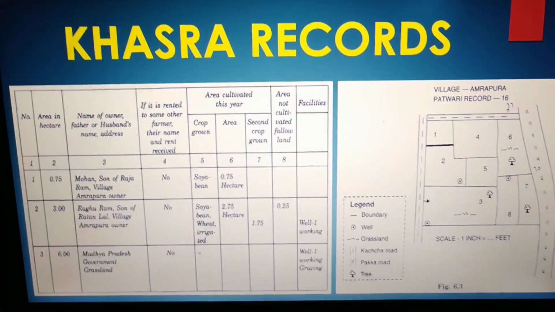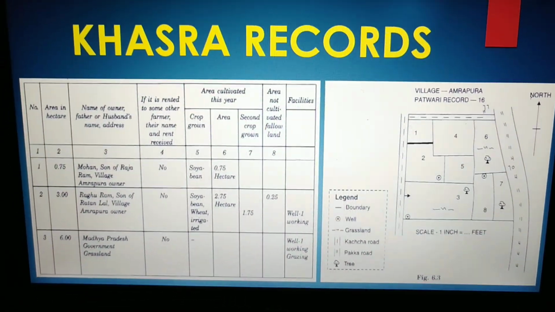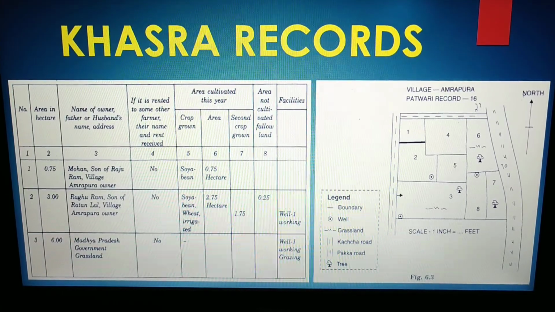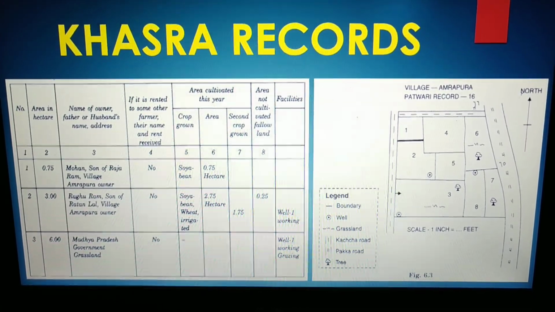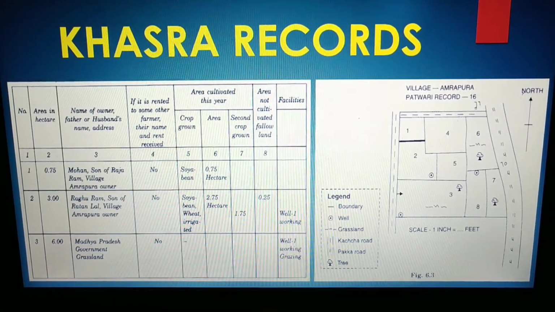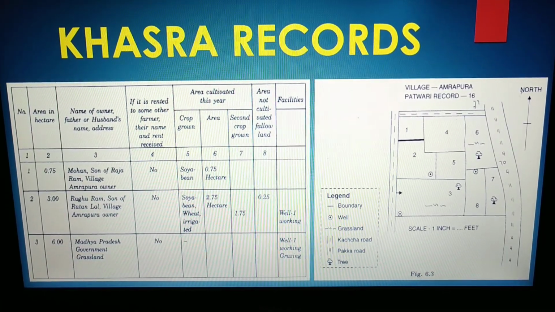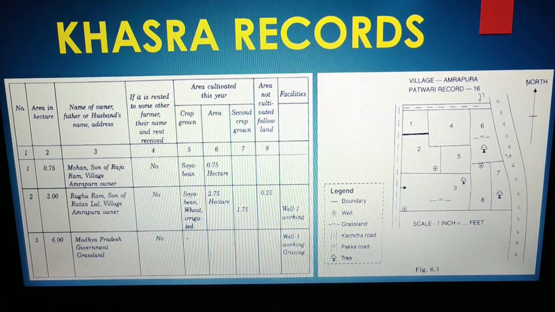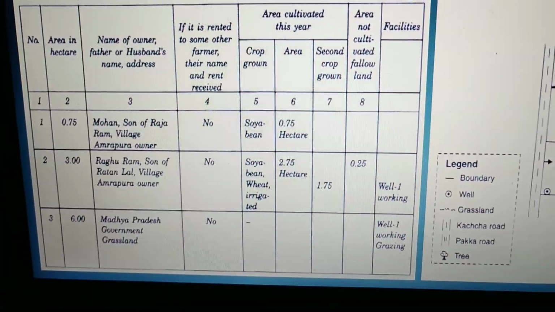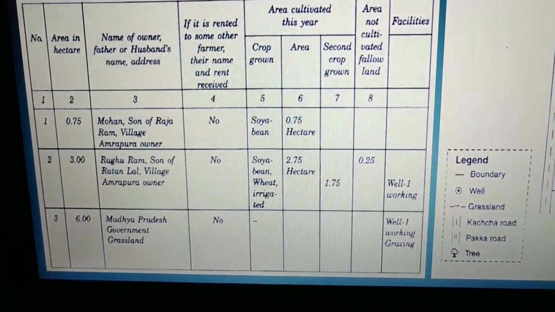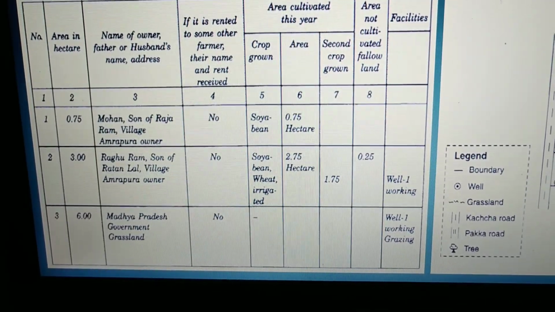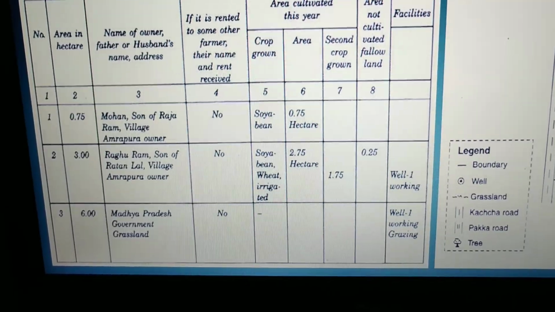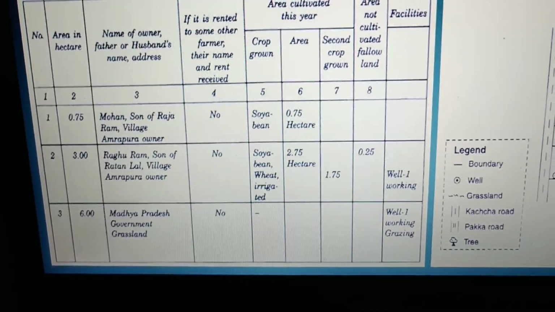So this on my screen is a khasra record. This is there in your NCERT book also. In this khasra record, first of all, the serial number like 1, 2, 3 is written. Then area in hectares is written, like who is having how much land. Then the name of the owner and the father's or husband's name and address.